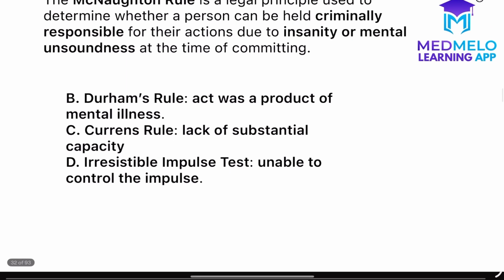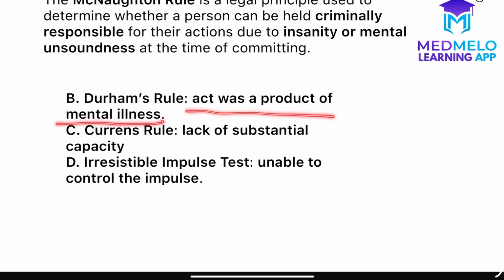The other options are Durkheim's rule. Durkheim's rule states that a person is not criminally responsible if the act was a product of mental illness. If the criminal act was a product of mental illness, the person is not criminally responsible. That is called Durkheim's rule. Next is the Currens rule. Currens rule focuses on lack of substantial capacity to appreciate wrongfulness or conform behavior.